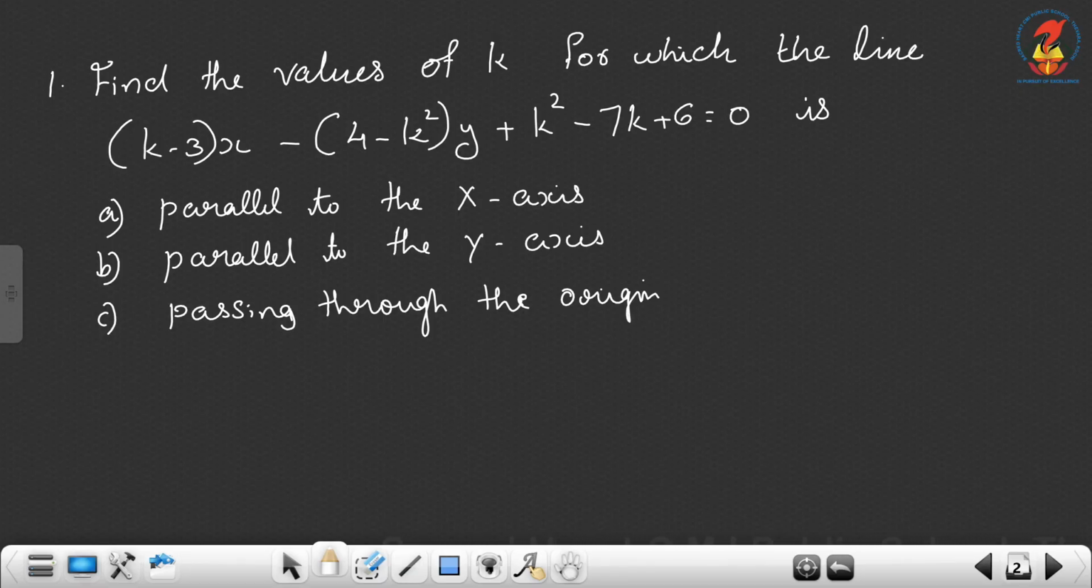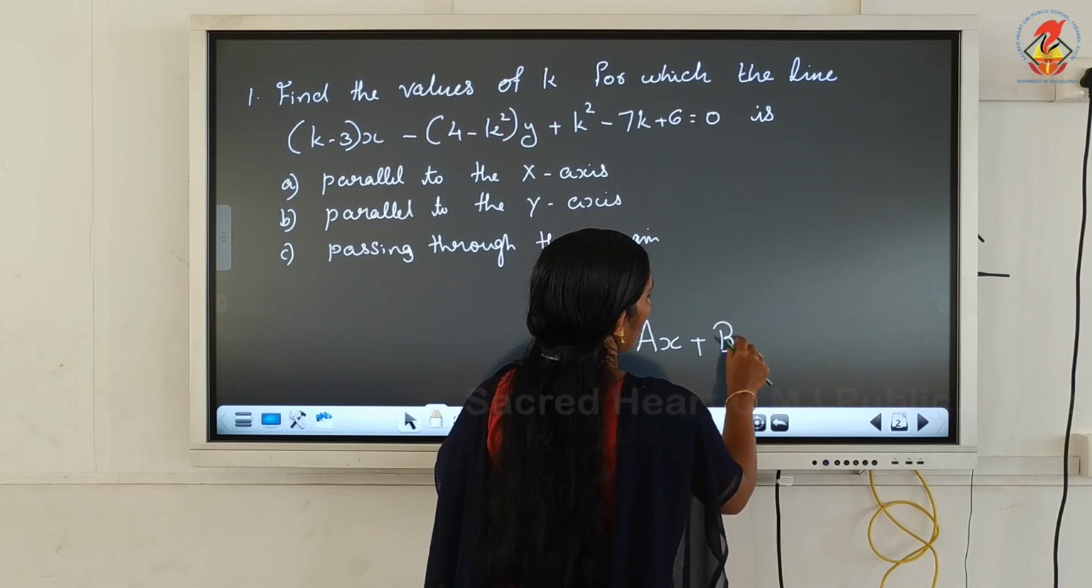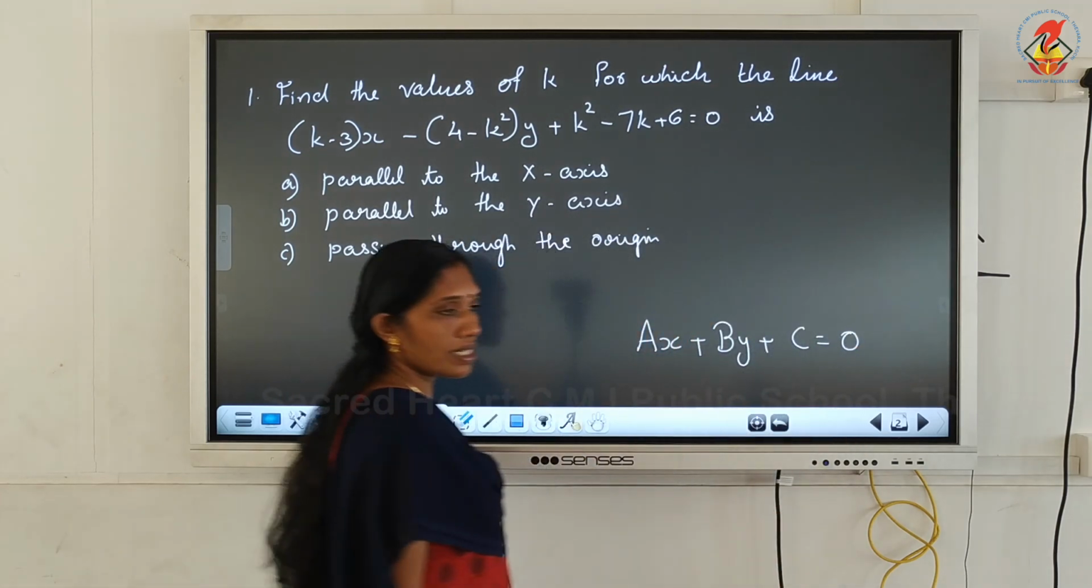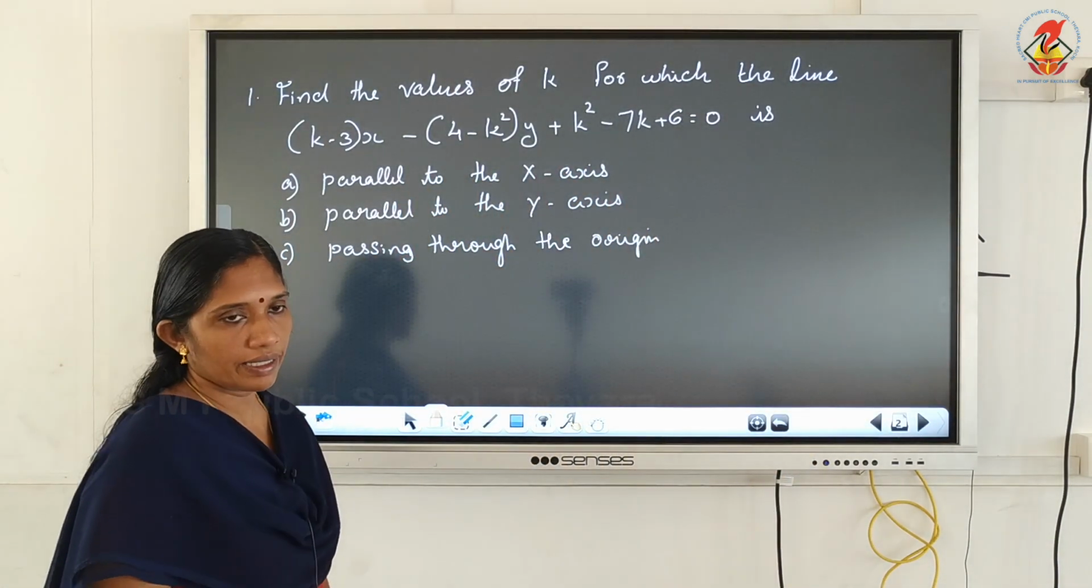Find the values of k for which the line (k minus 3)x minus (4 minus k square)y plus k square minus 7k plus 6 is equal to 0 is, first, parallel to the x-axis, then parallel to the y-axis, and passing through the origin. So, one line is given. The general form of a straight line is ax plus by plus c is equal to 0. So, one equation of a straight line is given.